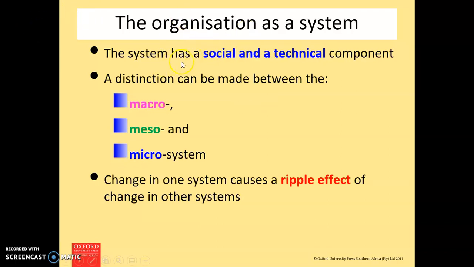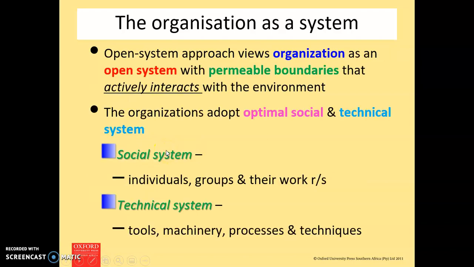So the system has social and technical components. The organization is a system. A distinction can be made between macro, meso, and micro systems. So change in one system causes a ripple effect of change in the other systems. Basically, change in any of the systems can have disruptive effects on the other systems. The open system approach views the organization as an open system with flexible boundaries that actively interacts with the environment. So the organization adopts an optimal social and technical system.